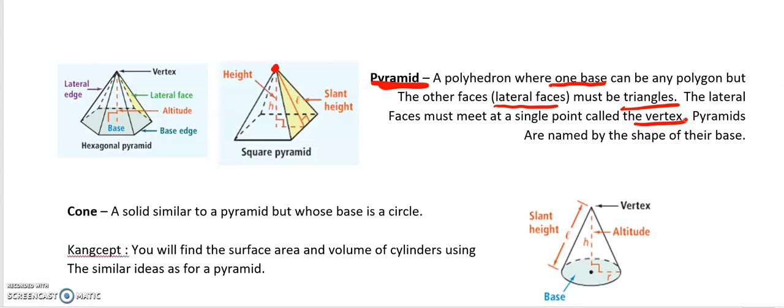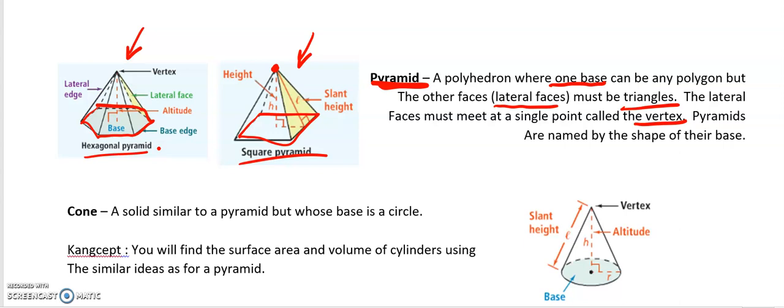Now again, just like with prisms, the pyramid is named by the base. So in this pyramid right here, I have a square base, so we call it a square pyramid. In this pyramid right here, I have a hexagonal base, so this is a hexagonal pyramid. Okay?